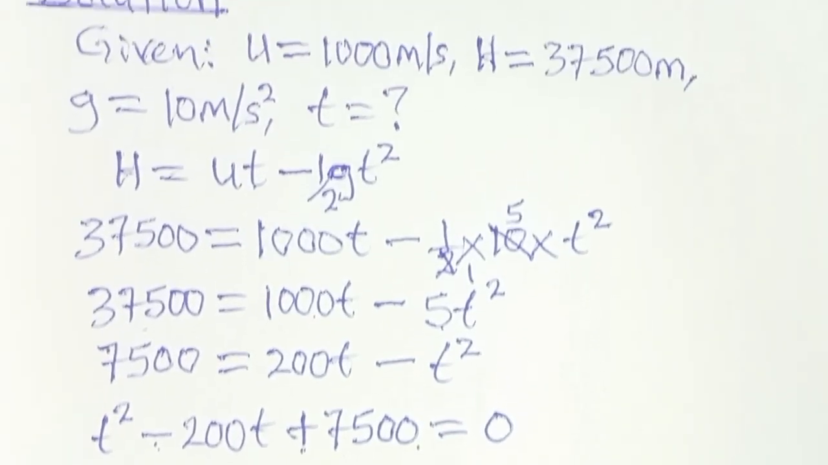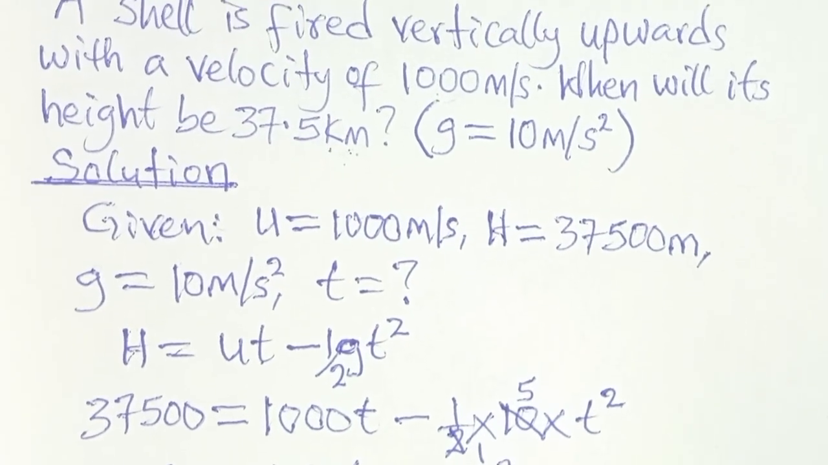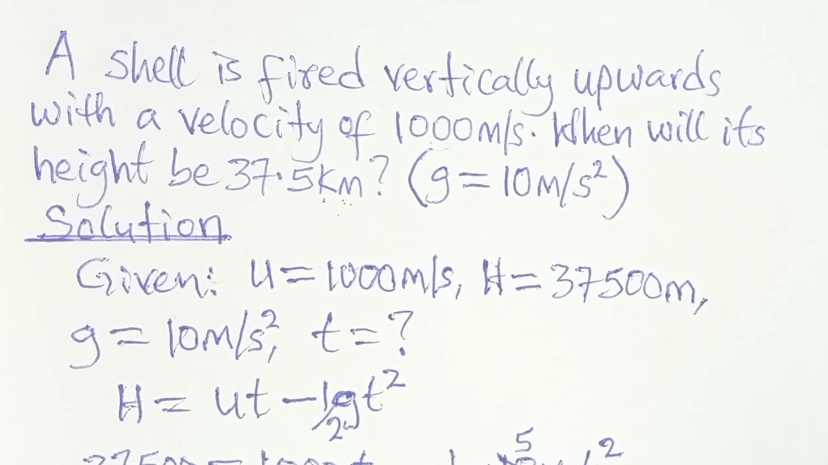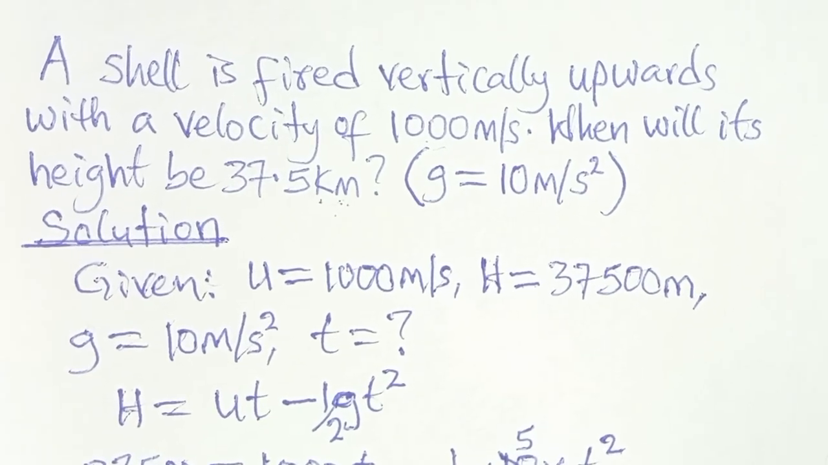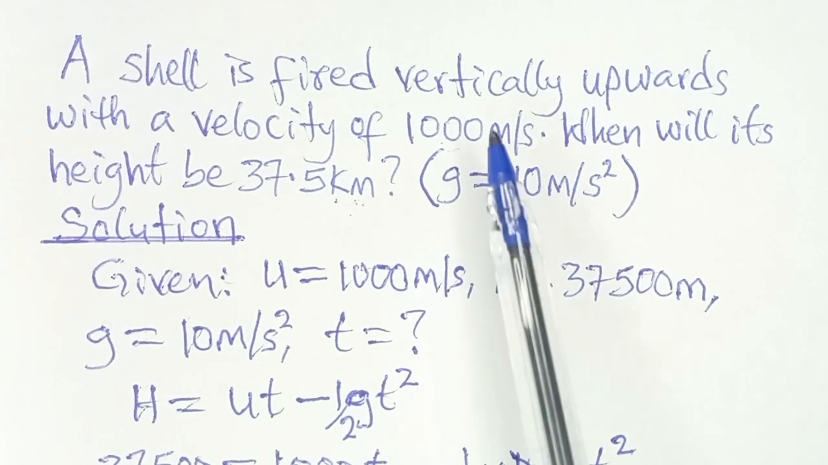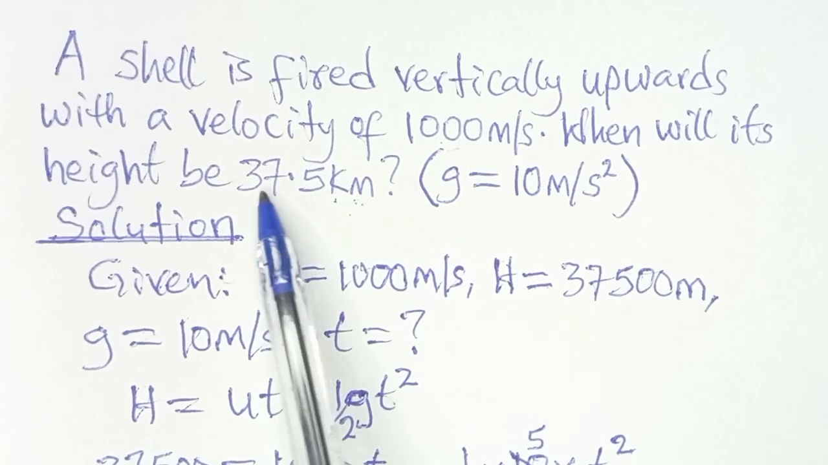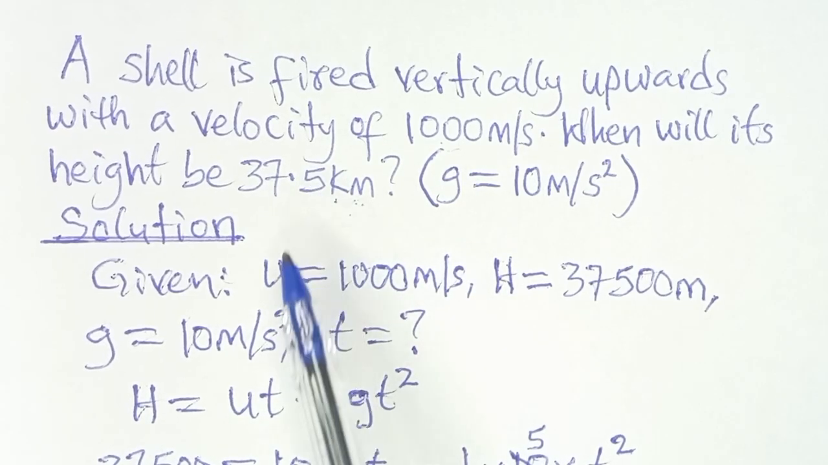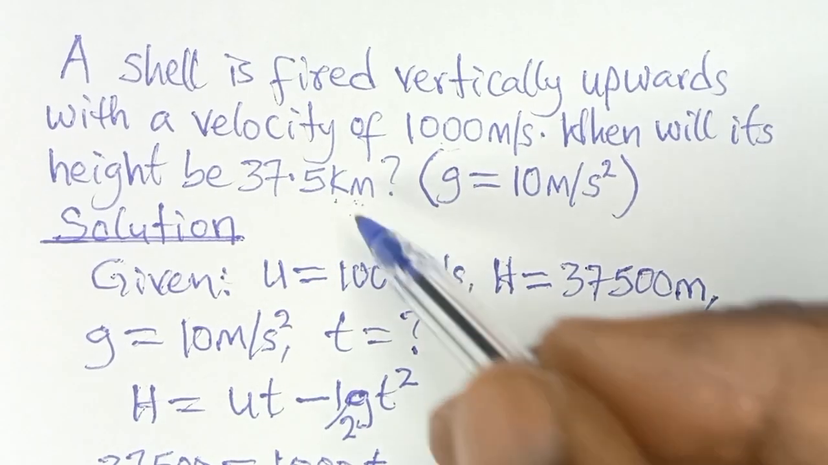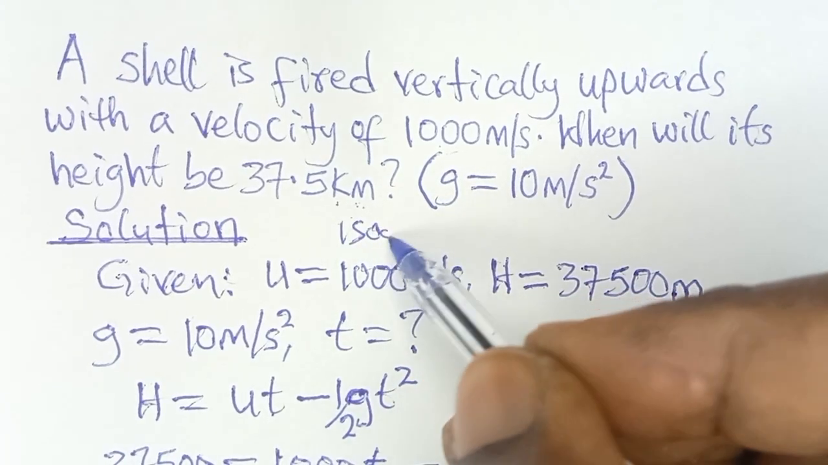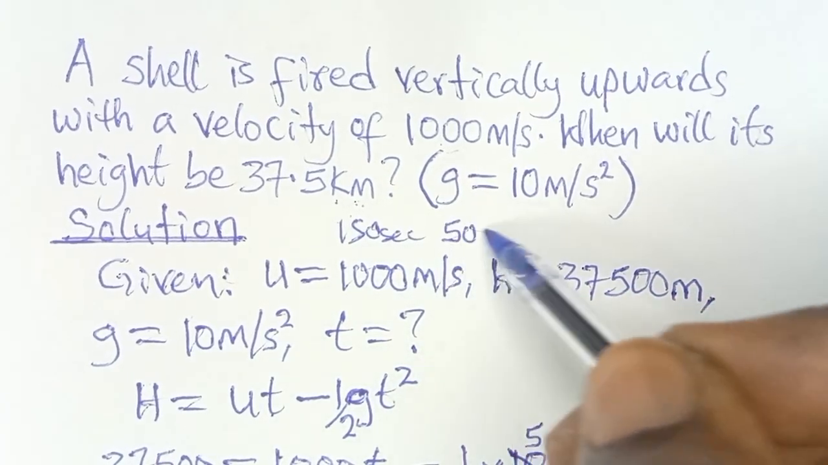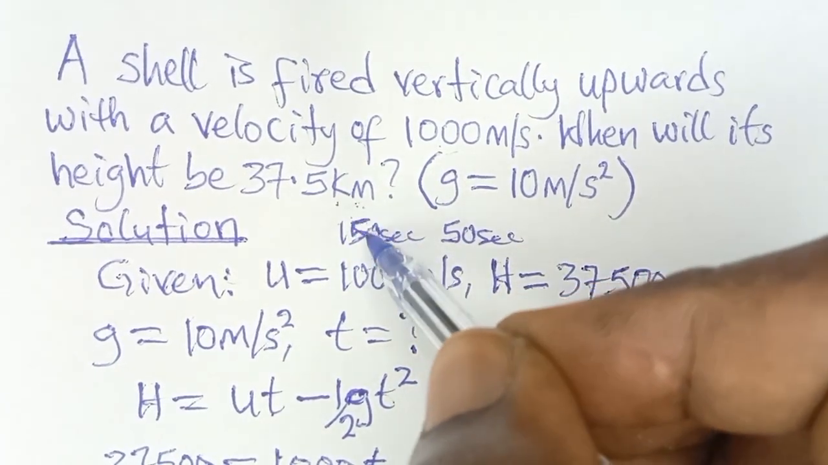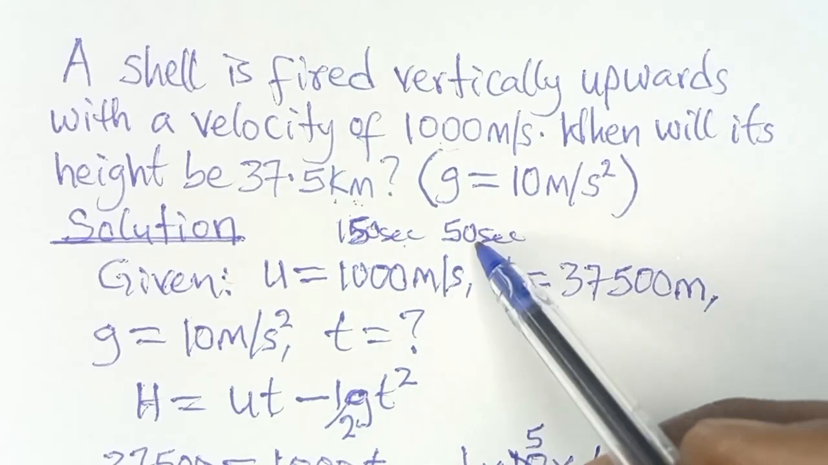Hope you understood what I explained now. Let me look at it again. Don't forget, the shell was fired upward. And they were asked at what time was it at 37.5. So we got two answers, 150 seconds and then 50 seconds. So these are our two answers, 150 seconds and 50 seconds.